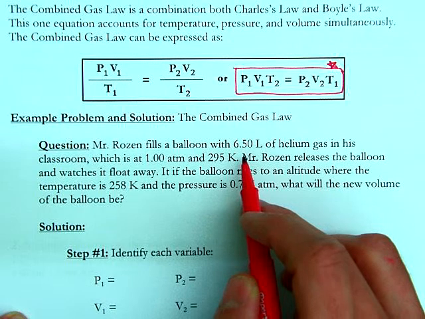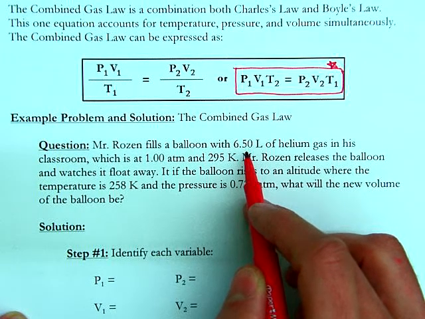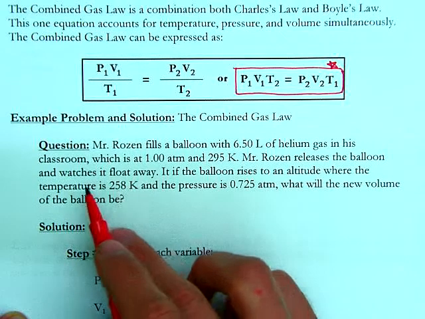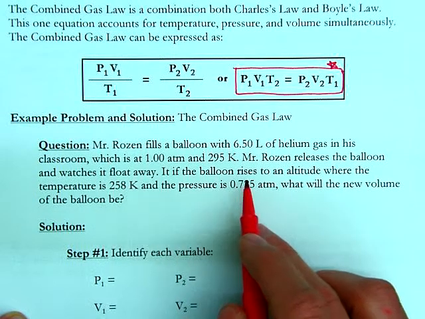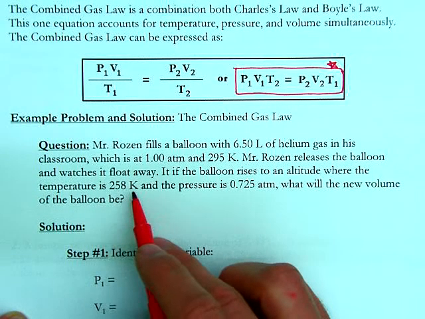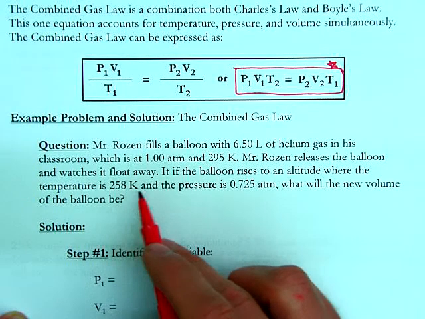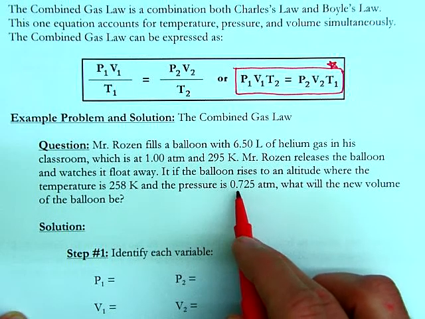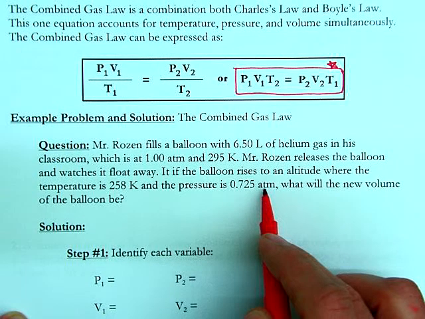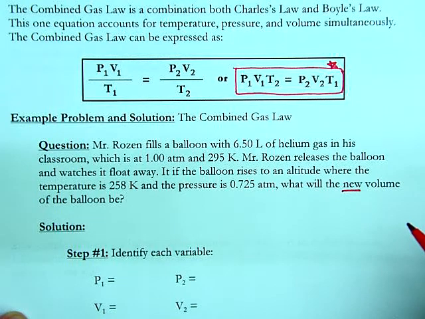So I fill a balloon with some helium in my classroom, and it has a volume of 6.5 liters. It says, Mr. Rosen releases the balloon and watches it float away. If the balloon rises to an altitude where the temperature is 258 Kelvin, so the temperature is decreasing, and the pressure is 0.725 atmospheres, what will be the new volume of the balloon?